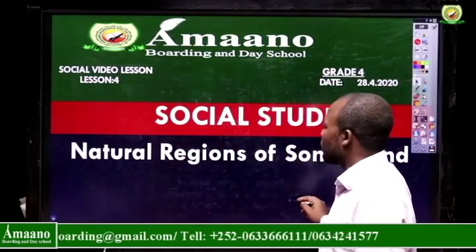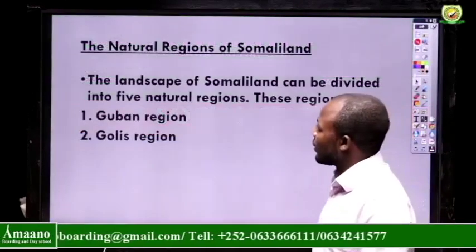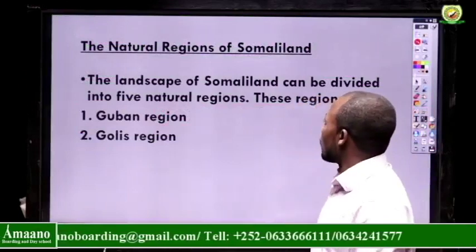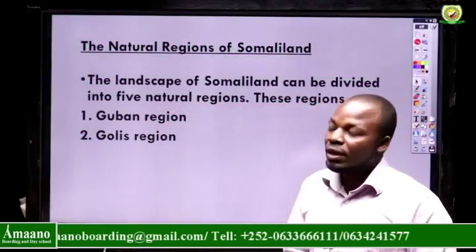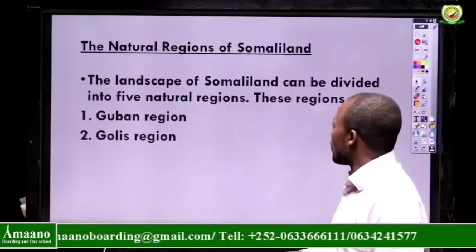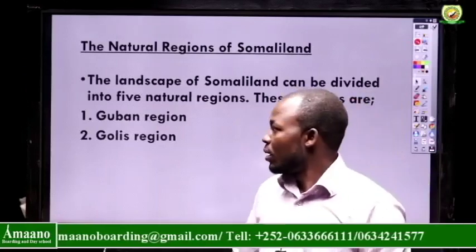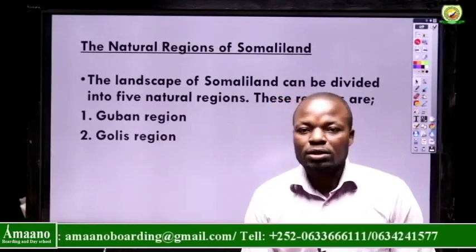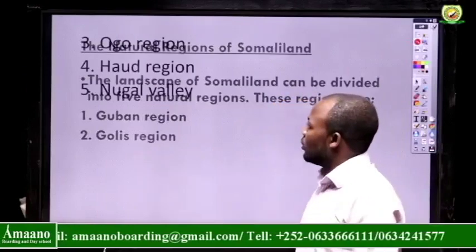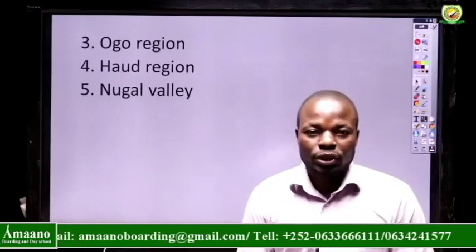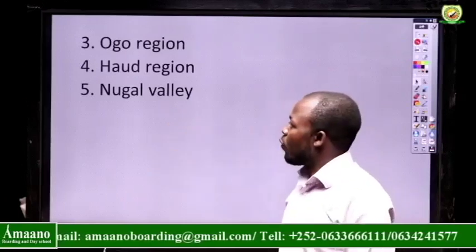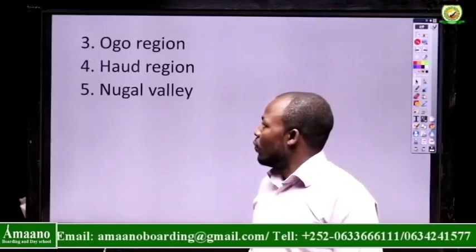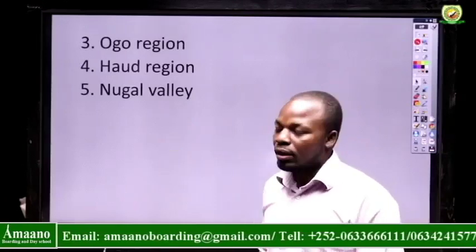And here they are. The landscape of Somaliland can be divided into 5 natural regions. Now these regions are: 1, the Guban region; 2, the Golis region; 3, the Ogo region; 4, the Haud region; 5, the Nugal Valley.